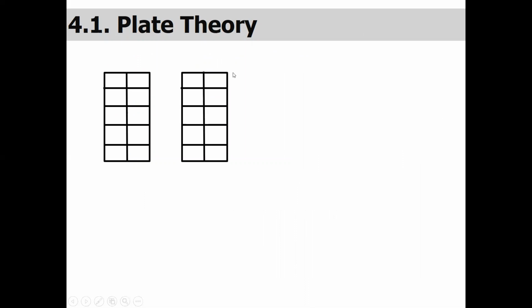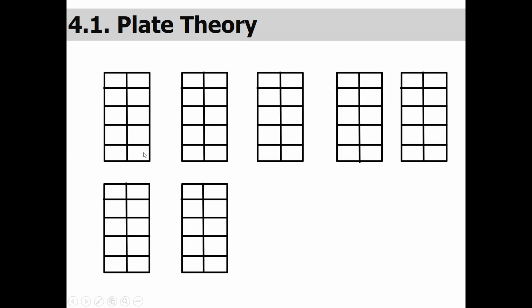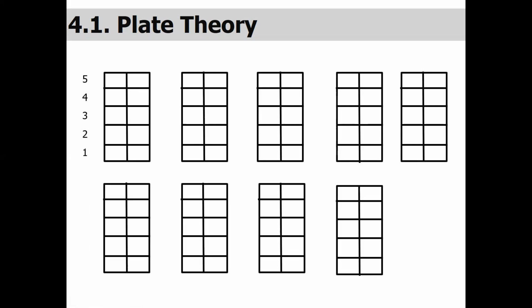Consider we have a column or a TLC plate, and this column or TLC plate consists of 5 theoretical plates, 5 HETP. I'm just mentioning here the 5 HETP: 1, 2, 3, 4, and 5. Now, these are basically the theoretical plates.